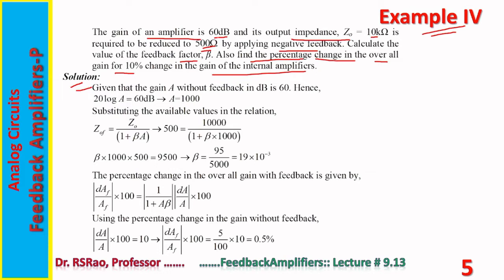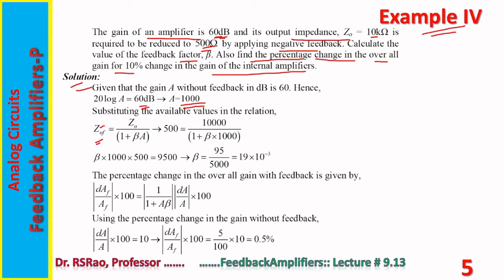Given that gain without feedback is 60 dB. 60 dB corresponds to a gain of 1000. Now, we use the relation between output impedance with feedback and without feedback when output impedance is required to be reduced. That relation is Z0F is equal to Z0 by 1 plus beta A.